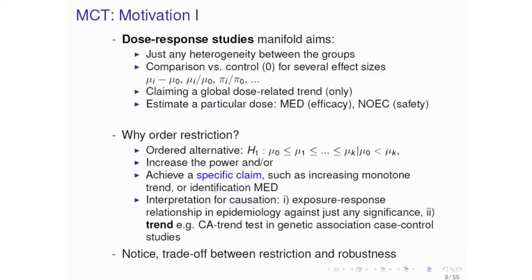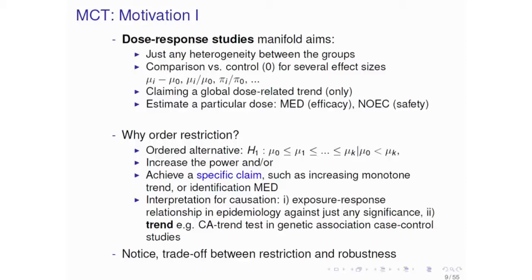Order restriction is a typical way to do that, and here I wrote it down. You see, that's simply some inequalities where at least the largest dose group, or the effect of the largest dose group, should be larger than that of the control. And what is the idea? Most people believe we increase power. Believe me, yes, under some conditions you increase it, but the increase is not so exciting.